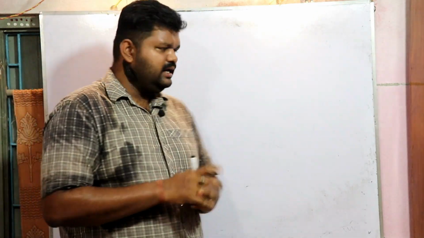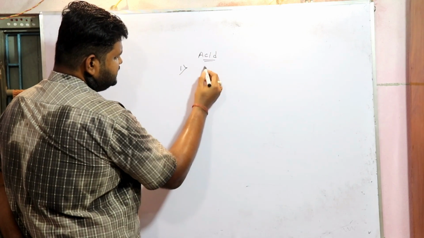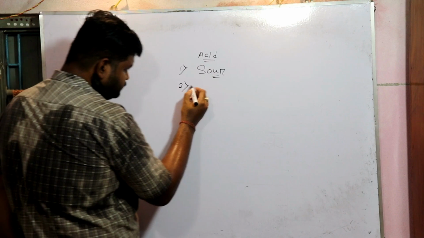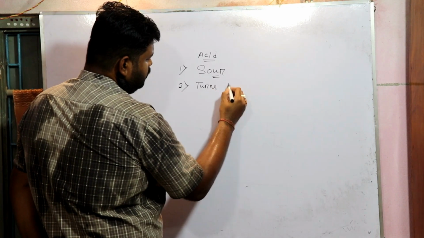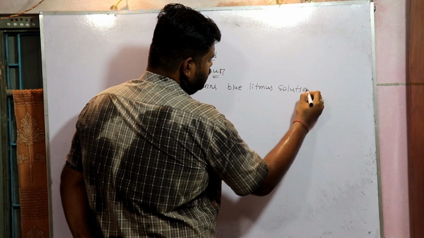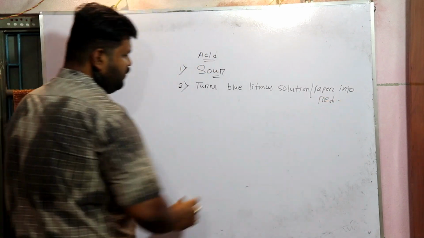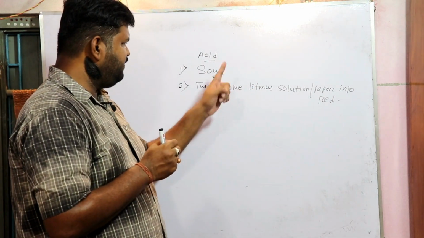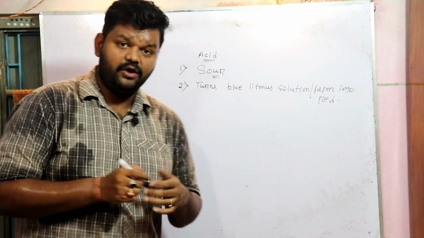Now what is an acid? From the NCERT concept, the first point: acids are those substances which are sour in taste. Number 2, a compound which turns blue litmus solution or litmus paper into red. That means if you have blue litmus paper or blue litmus solution, and you add some acid to it, then the paper will turn red, okay.